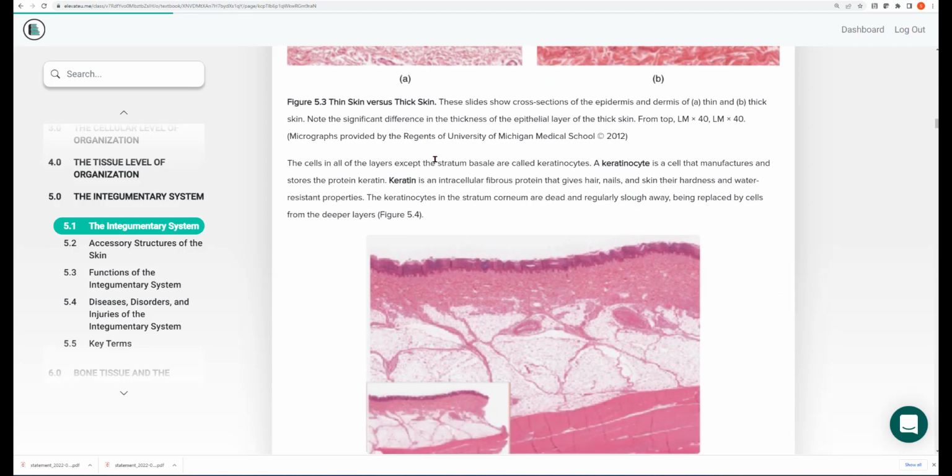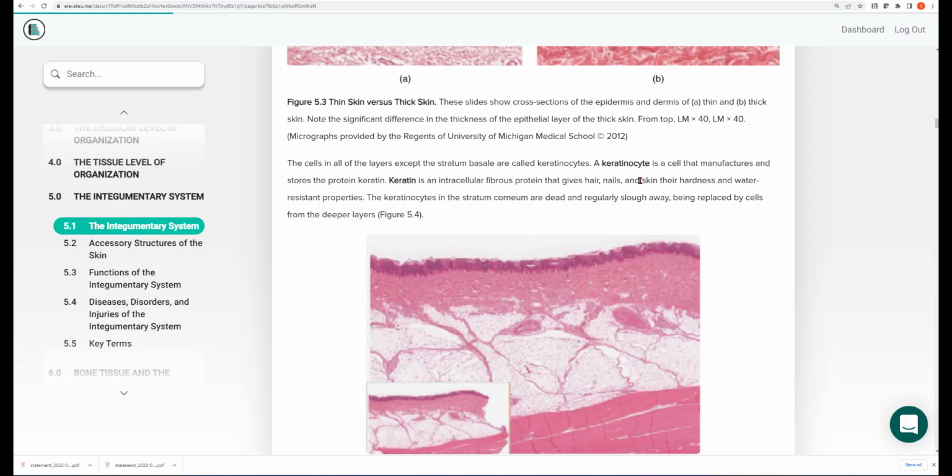Now, the stratum basale is the bottom layer of the epidermis, and except in that layer, all the other cells are referred to as keratinocytes. Why? Because they are cells that are making and storing a protein called keratin. Keratin is a very fibrous protein.